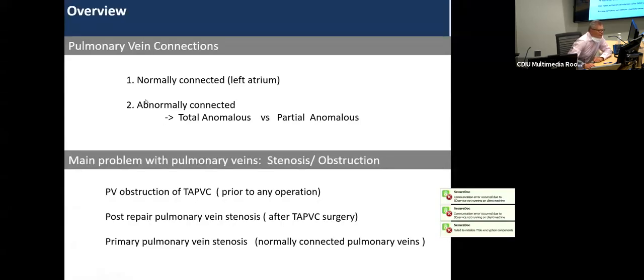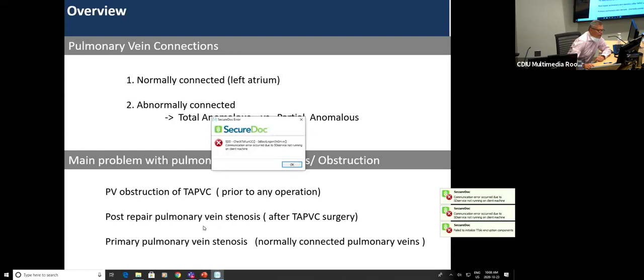So pulmonary vein connections obviously are either normal or abnormally connected. Abnormal connections are then, in terms of classification, either totally anomalous or partial anomalous. The main issue with anomalous pulmonary venous drainage is pulmonary vein obstruction or repair, either occurring in the primary presentation or following repair of total veins. And then there's a third category, and we'll go through all of these with examples.